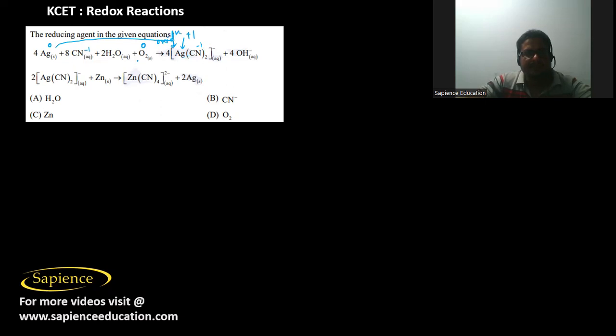And here, in hydroxide, oxygen is in minus 1 oxidation state, so here there is reduction. The reducing agent should itself get oxidized.